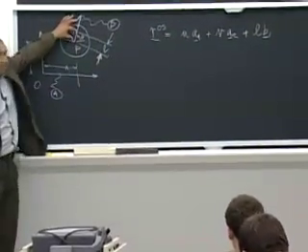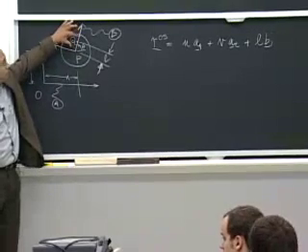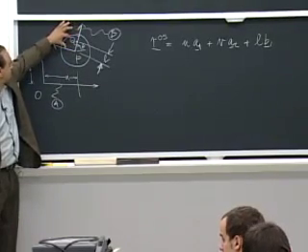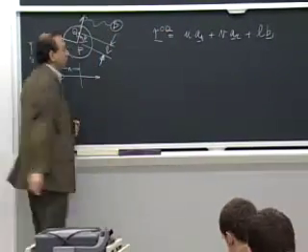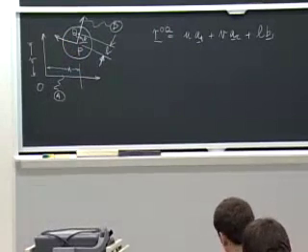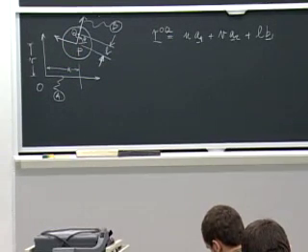L is the distance of the spider from the center of the frisbee. Oh, I call that Q, sorry. I'm sorry. Q. Say it again.